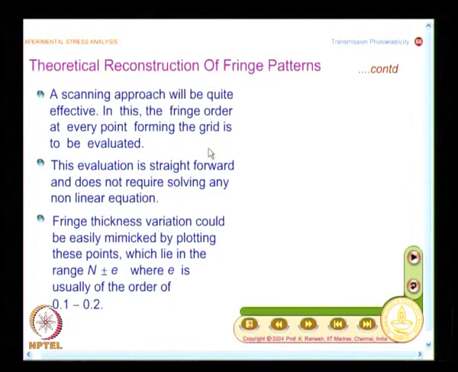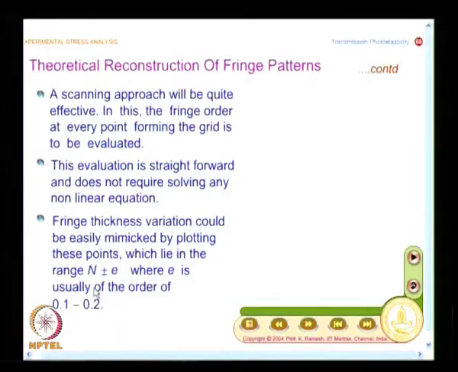And I also said I must be in a position to mimic the fringe thickness, and fringe thickness variation could be easily mimicked by plotting these points which lie in the range n plus or minus e, and e could be of the order of 0.1 to 0.2. It automatically picks out fringe width. When fringe gradient is very high, fringes will be very narrow, when fringe gradient is small, fringes will be very broad, and this is automatically taken care of by your mathematical step.